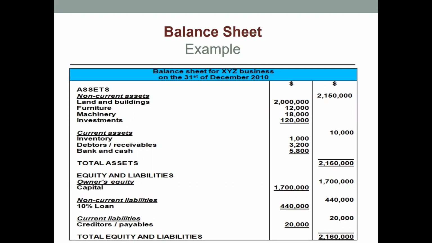Under current assets are assets you will have for less than one year. On this sheet, you have inventory, debtors receivables, which are amounts that customers owe the business. And here you will also have bank and cash. In the case of a small business, not all of these categories will be needed or used.